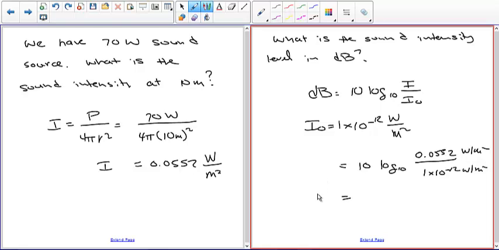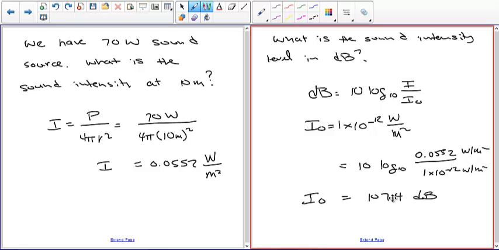So we take 10 times log of 0.0557 divided by 1 times 10 to the minus 12, and we get 107.4 decibels, which is reasonably loud. I don't think it would damage your hearing, but your grandparents may say it's too loud. So, if you move away from a sound, the sound gets a lower intensity.